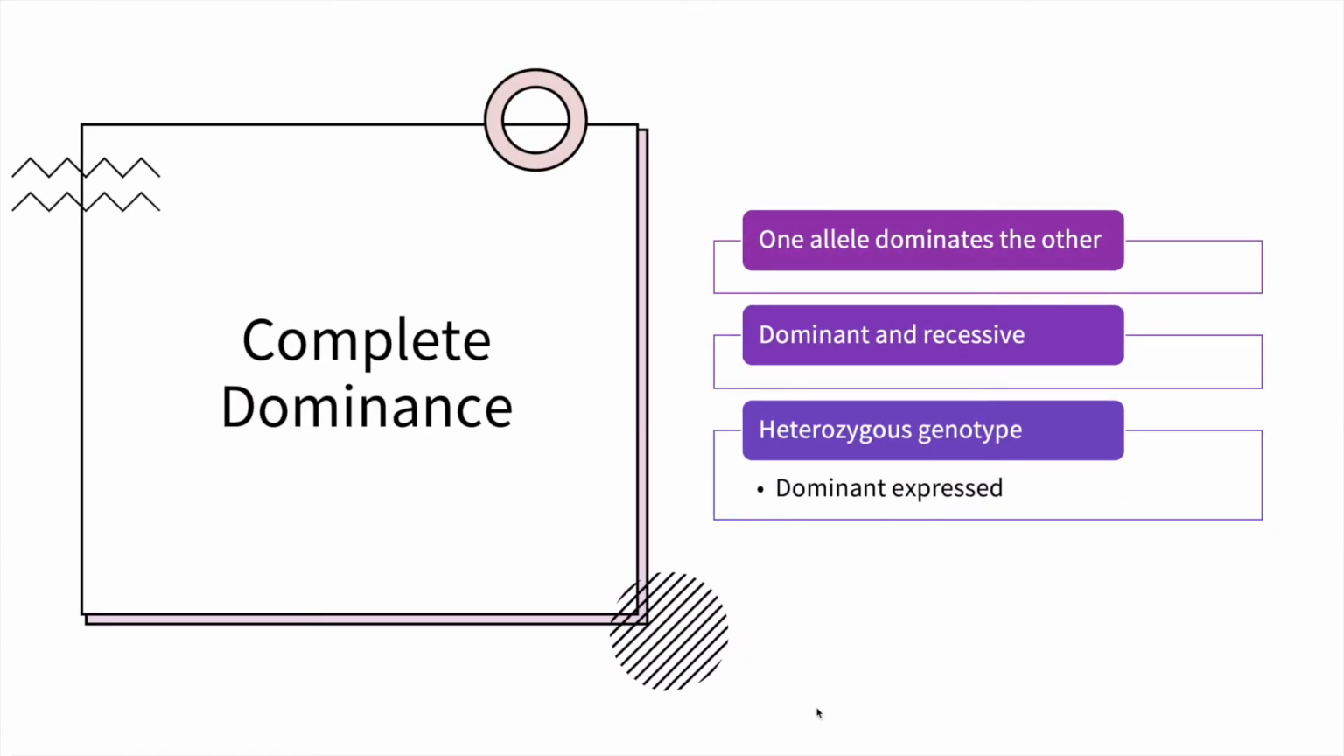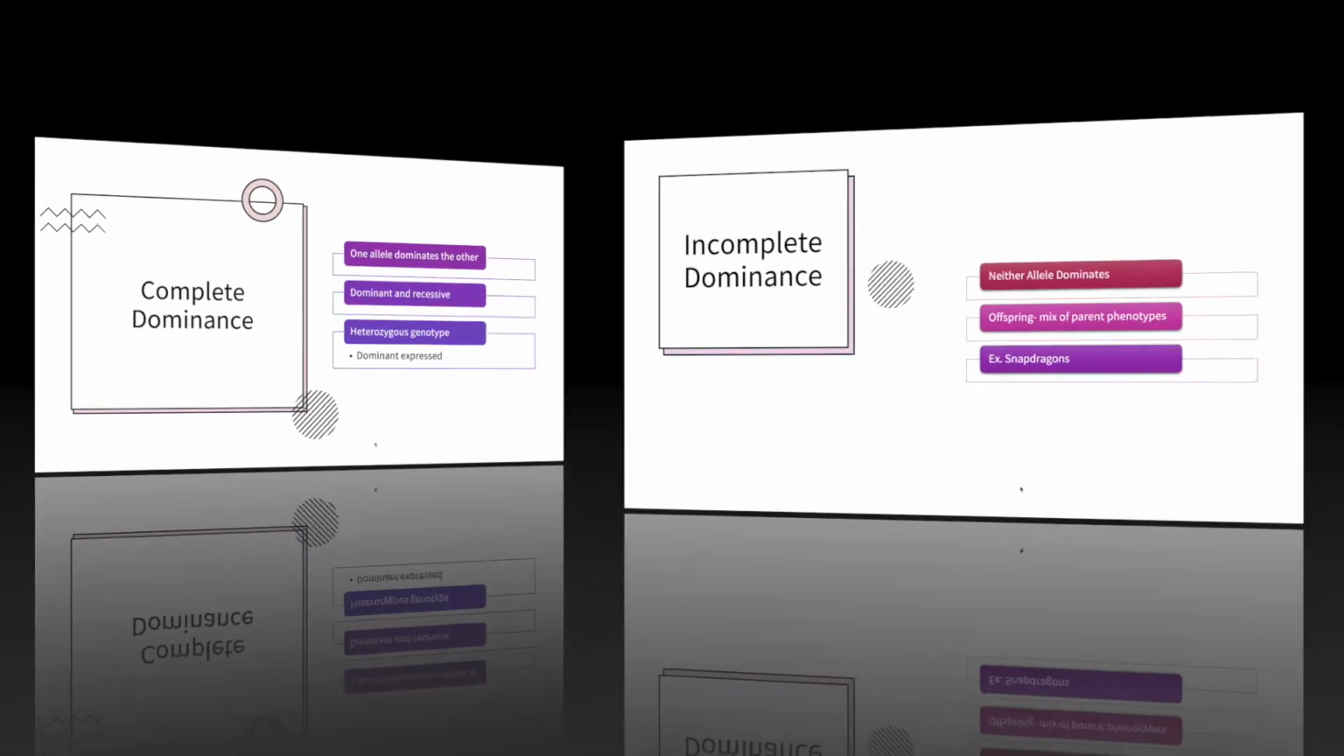Complete dominance occurs when one allele is dominant and one allele is recessive for a certain trait. As we discussed in the last video, the color of the flowers in Mendel's experiments was passed down through complete dominance because there were two alleles, purple, which is dominant, and white, which is recessive. With the heterozygous genotype, the purple color was expressed, indicating complete dominance.